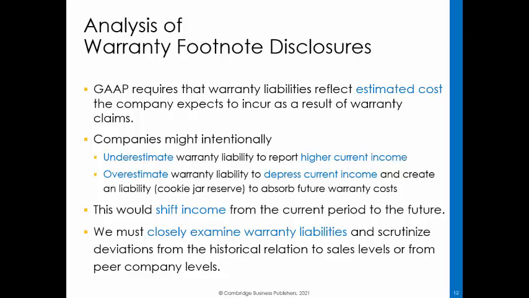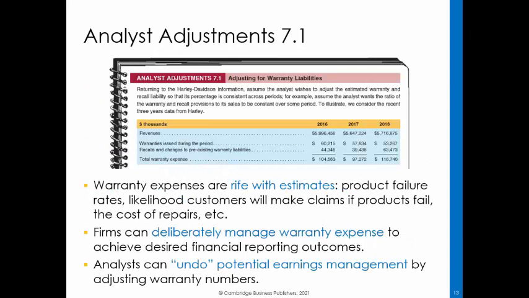The overestimation would shift income from the current period to one or more future periods. Warranty liabilities must therefore be examined closely and compared with sales levels. Any deviations from the historical relationship of the warranty liability to sales or from levels reported by competitors should be scrutinized. Returning to the Harley-Davidson information, assume that the analyst wishes to adjust the estimated warranty and recall liability so that its percentage is consistent across periods.